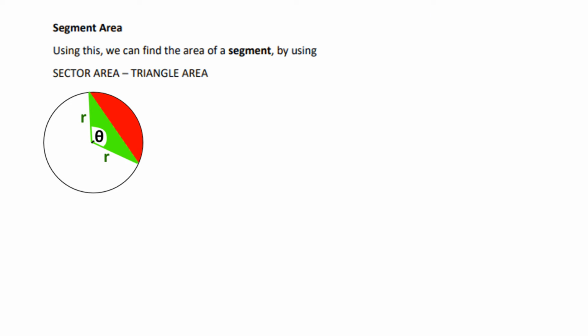Now if we want to find the area of that segment, we should note that it is the entire area of the sector, that's the red and the green bits put together, take away the area of the triangle. So if we take away the green, we'll be left with the red part of that circle, and that will be our segment area.